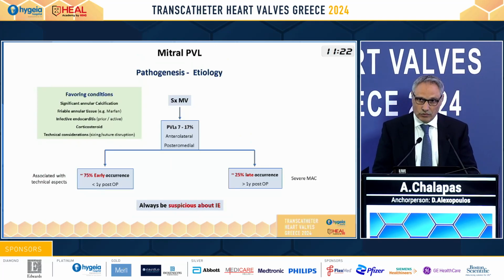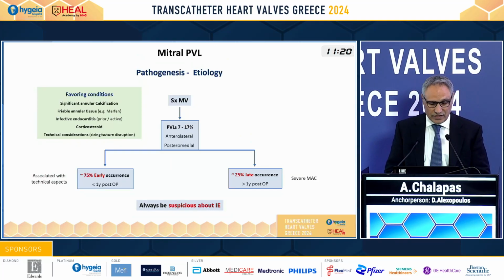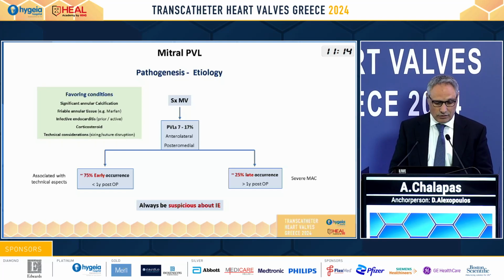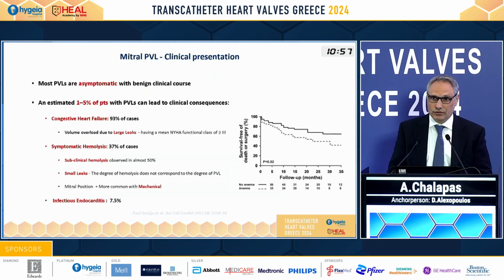And regarding the pathogenesis, there are several factors favoring the development of such defects, such as annular calcification, endocarditis, active or prior, corticosteroid treatment, and of course several technical considerations having to do with the surgery. Almost 75% of the cases occur relatively early, in the first year post-operation, associated mostly with the technical considerations.